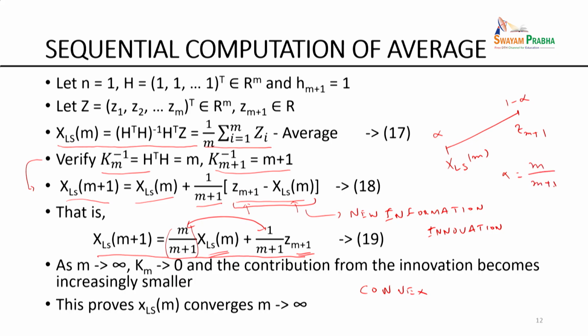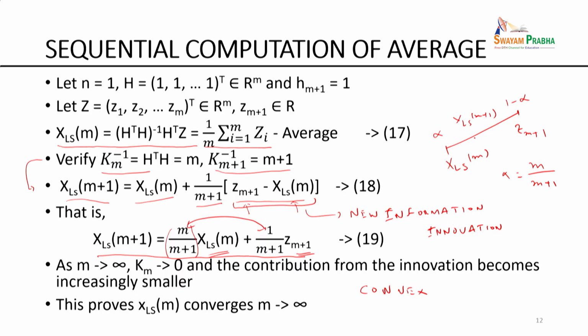So x̄_{m+1} is a point on the line segment joining x̄_m and z_{m+1}. This is the convex combination of the two pieces of information, the old one and the new one.